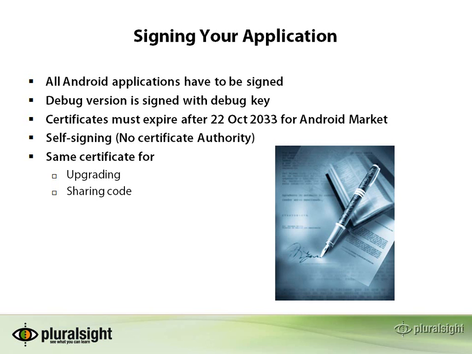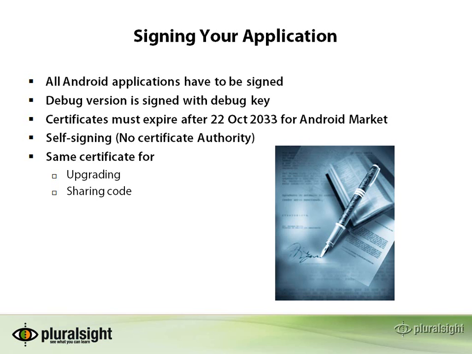So another thing that we need to consider here when signing, especially in regards to the Android market, is that the certificates need to expire after the 22nd of October 2033 for the Android market. So if you want to publish your application out there, and I'm assuming that you do, then we'll need to keep that in mind. So anytime you're creating a certificate, just remember that you'll need to push it pretty far out there.